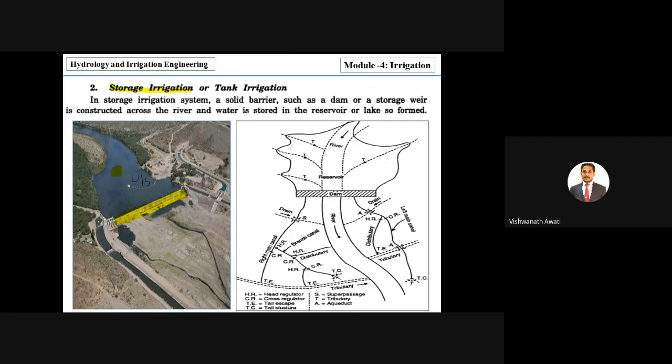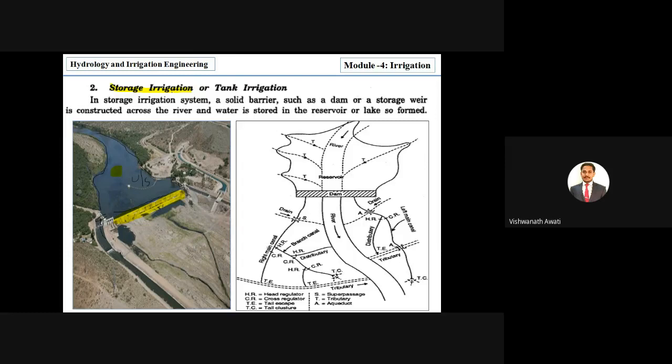After storing, it will create some storage area. You can see here it is a storage of water, a storage area in the upstream, and this stored water is released with a regulatory method like a sluice gate, and water is released to both the canals, right bank canal and left bank canal. And due to the storage of water, it is called storage irrigation.